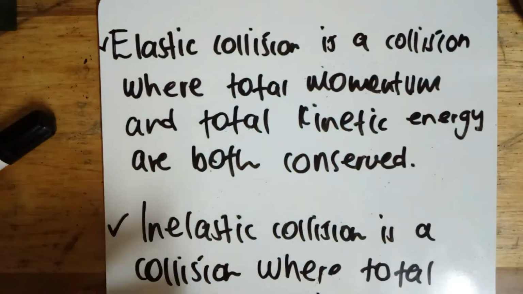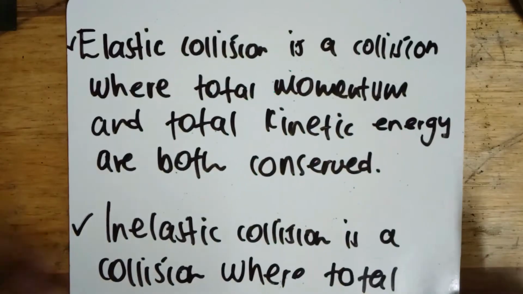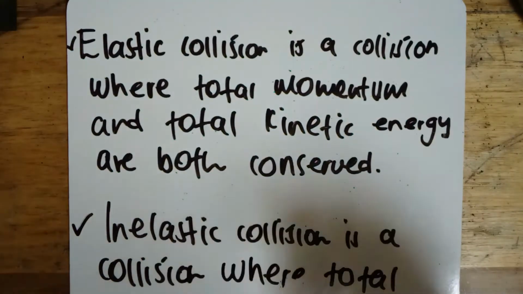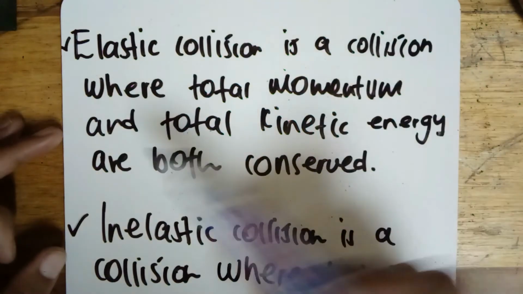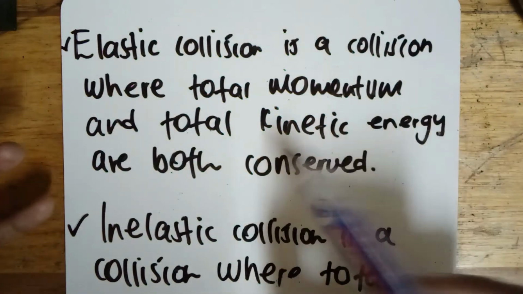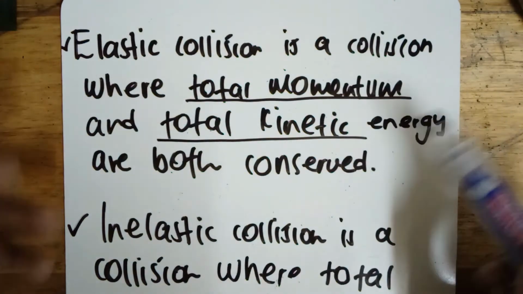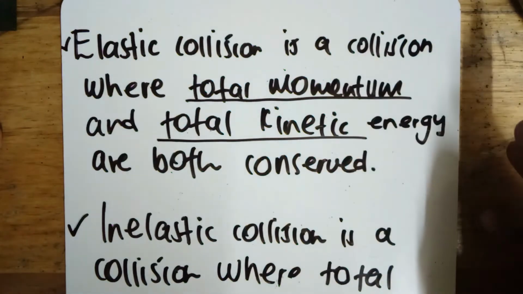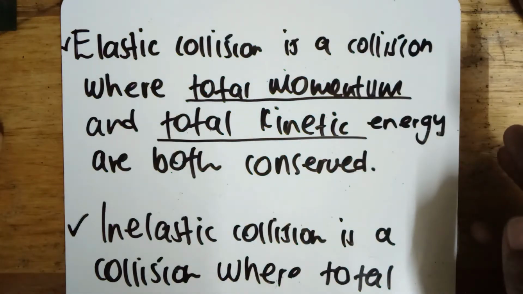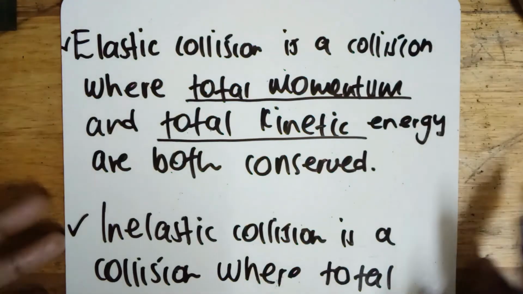Okay, so now let us differentiate between these two types of collisions by giving out standard definitions. The definition for an elastic collision is that it is a collision whereby the total momentum and the total kinetic energy are both conserved. So the total momentum before collision and the total kinetic energy before collision, as well as after, are the same. They remain constant.